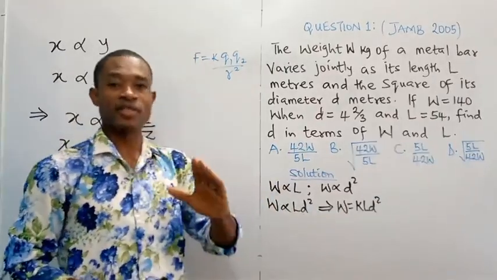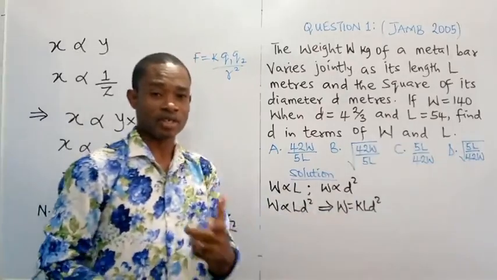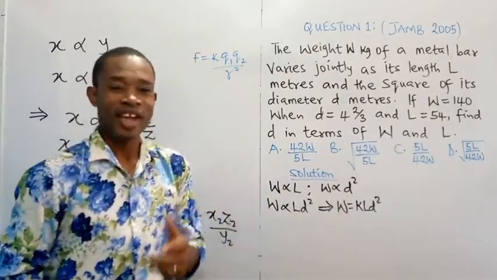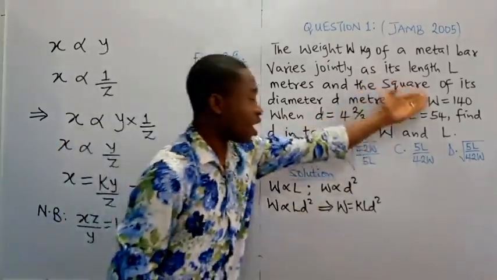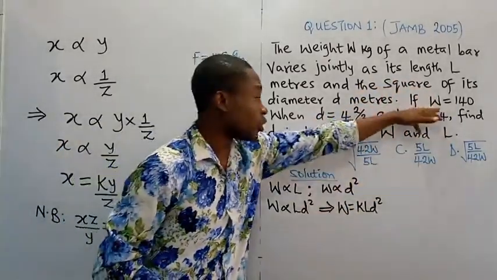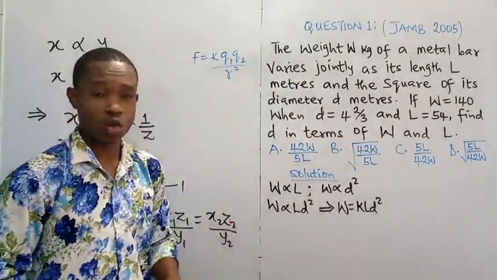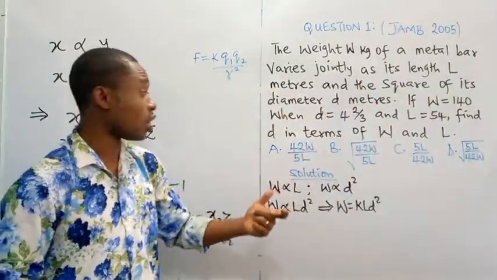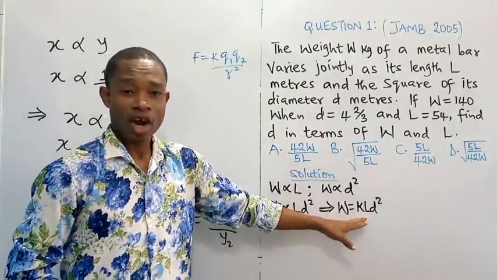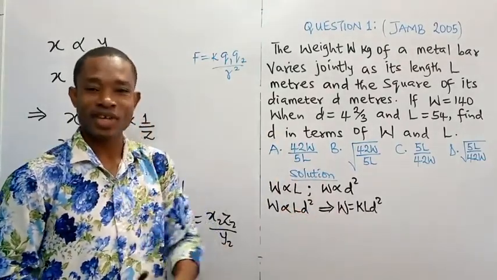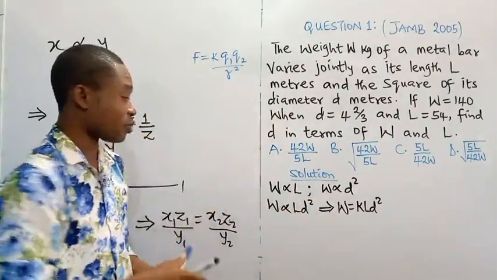Now we are going to hit this directly. I will not define the parameters. But please take note, you are expected, if it is in theory case, to bring out these values you have here. For example, W is 140, D is 4 whole number 2/3, and L is equal to 54. You don't know your K. Alright, so the first thing we are going to do is calculate our K using those conditions provided.